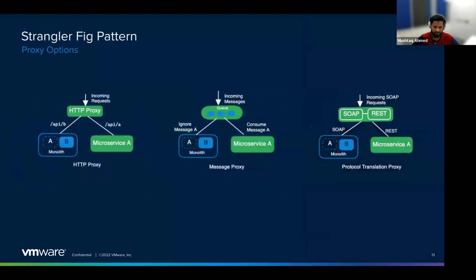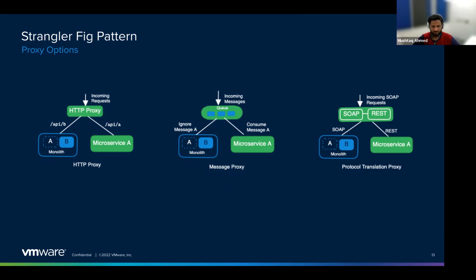So, we discussed the proxy being a layer for rerouting traffic. There are different ways we can implement the proxy, and it all depends upon how the monolith receives incoming traffic. So if the monolith uses HTTP, you could use a dedicated proxy such as Nginx that supports redirection based on URI path or method types.